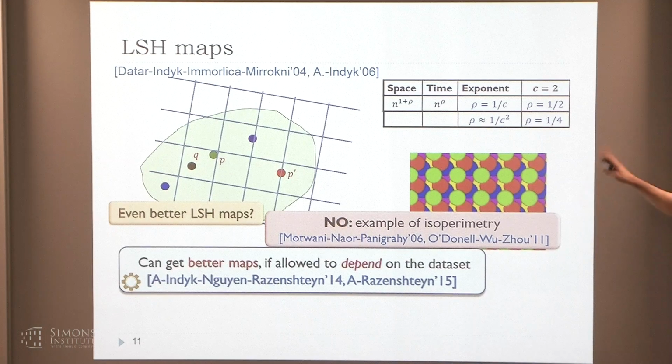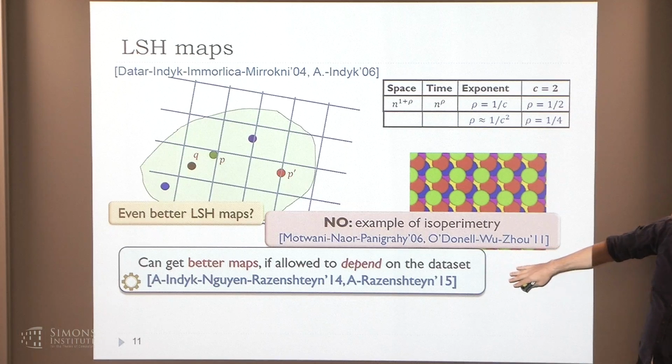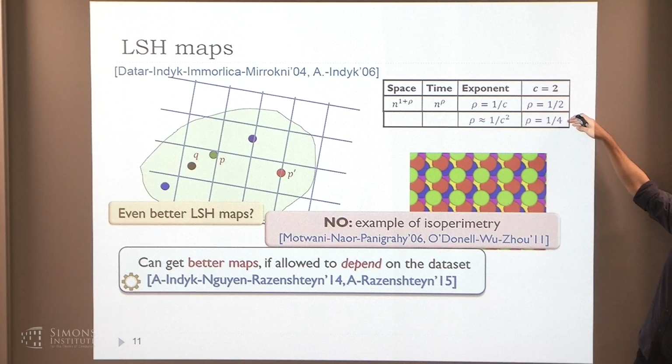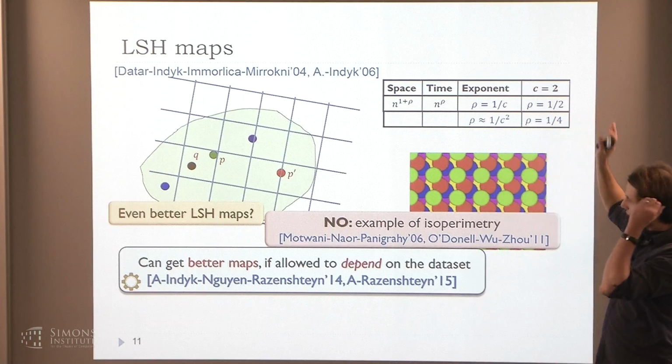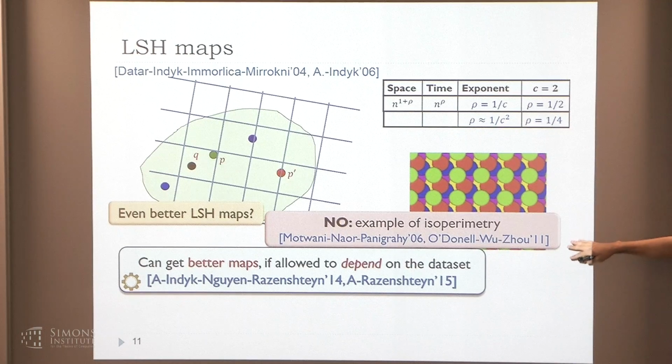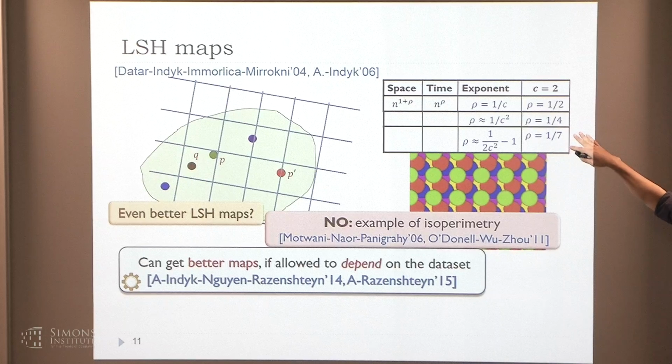I can't talk about LSH without mentioning that in more recent work, we actually showed that you can get better maps. You can basically break through this lower bound if you allow your random space partitions to depend a little bit on the data set. Ask me after the talk if you're curious about this. It's not really important for this discussion, but I just wanted to state that you can actually get better results if you are interested in this problem.